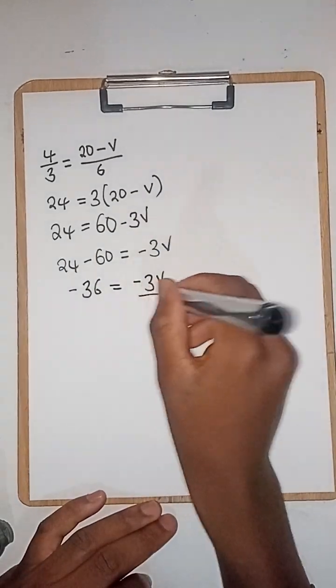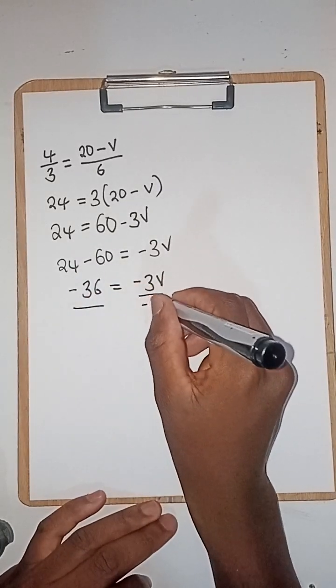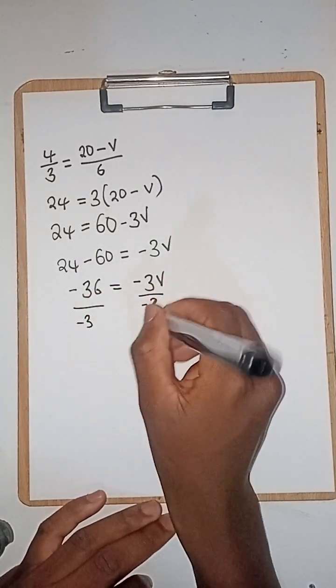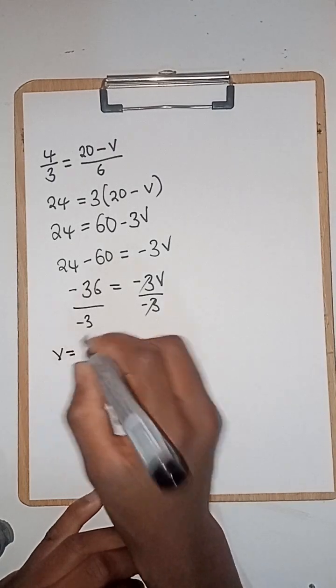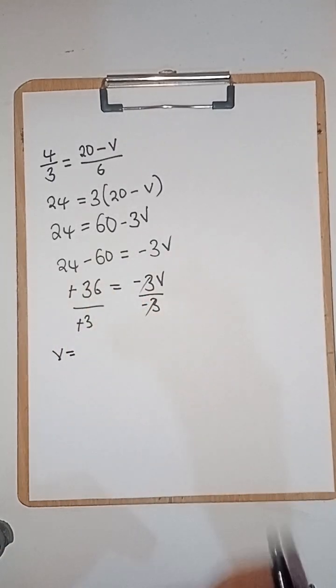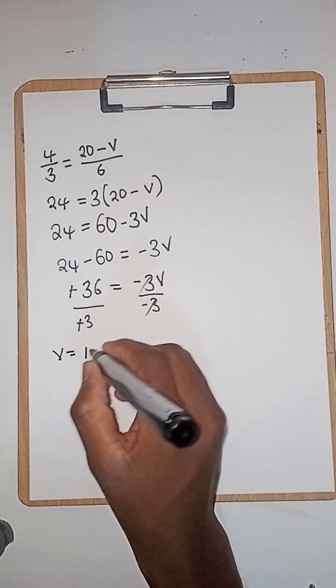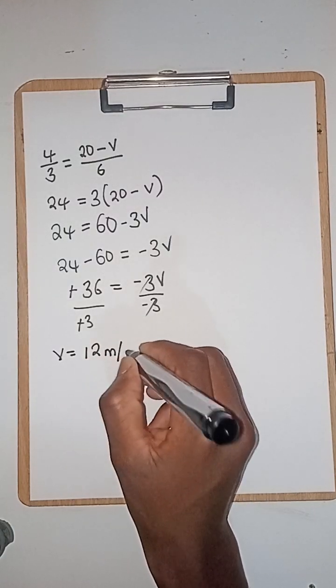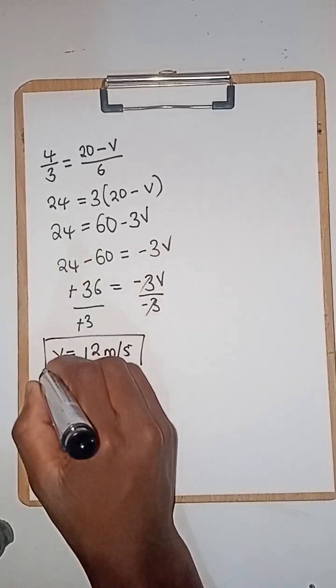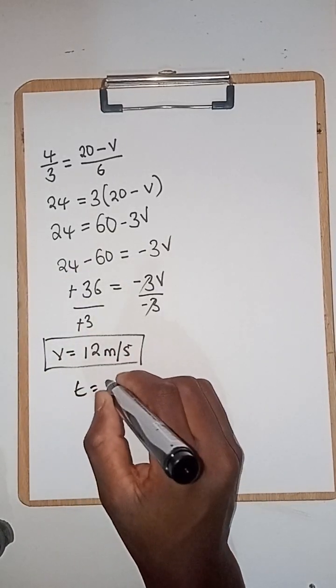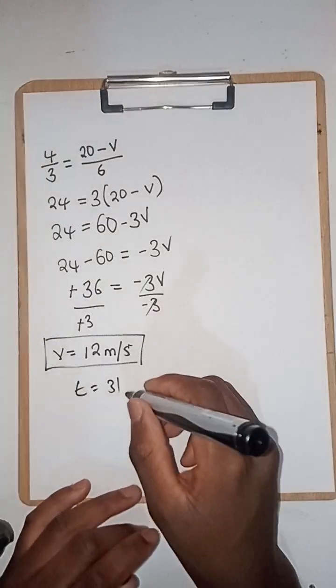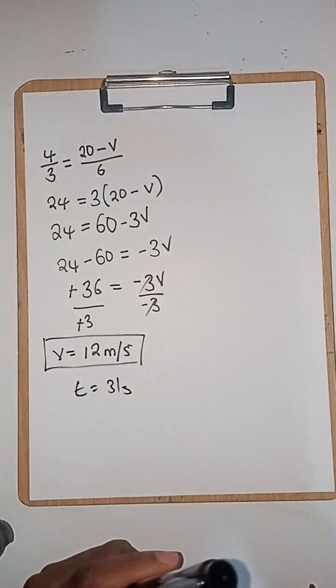From here, we just make v the subject by dividing throughout by negative 3, and v will be equal to, now what is 3 into 36? We're going to have our answer as 12. So 12 meters per second will be the speed when time is equals to 31 seconds. Okay, that is how it's done.